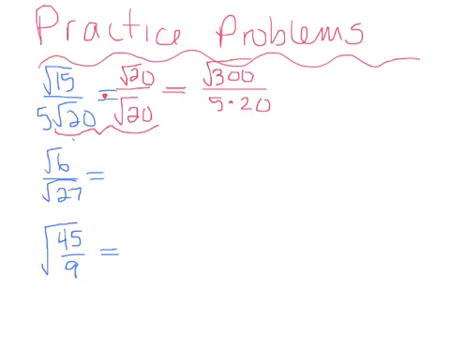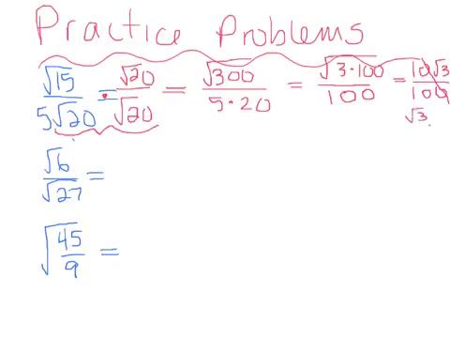Hold on. Square root of 400 is actually 20. So 5 times 20 is 100. And I can break this up into 3 times 100, equals 10 square roots of 3 over 100. Simplify. Square root of 3 over 10. Alright, next one.